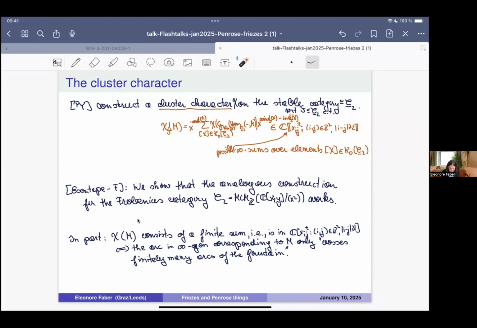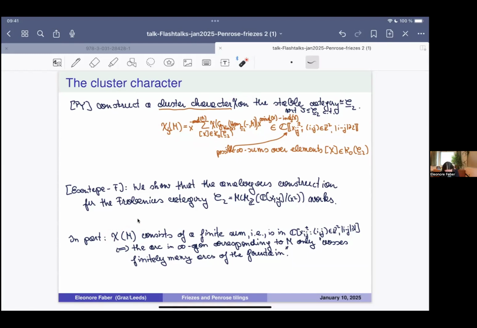Coming back to the category C2, together with Özgür, the first thing we do is show that this cluster character of Paquette and Yıldırım also works in the Frobenius case, so on the full category. This means you also have the projective-injective objects in there. If you analyze the cluster character more, you see that you will have a finite sum in this expression if and only if the arc corresponding to the module M crosses only finitely many arcs of the fountain.